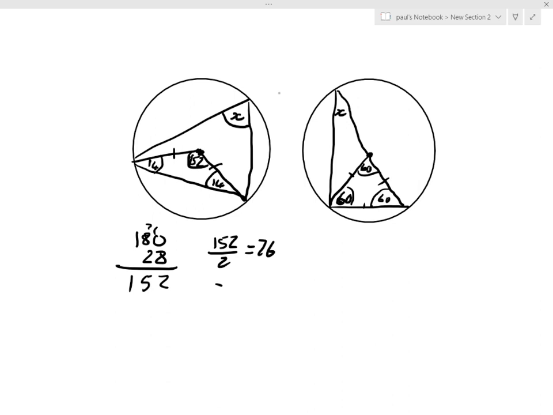And this is 60. Now we have a straight line here. And if that's 60, we do 180 minus 60 equals 120. So this is 120. And we have an isosceles triangle up here. So 180 minus 120 equals 60. So these two share the 60 degrees equally between them. Therefore x is 60 divided by 2, which is 30, equals x.